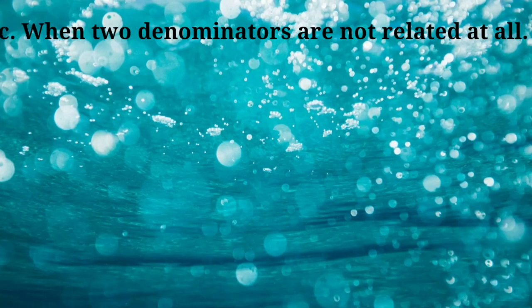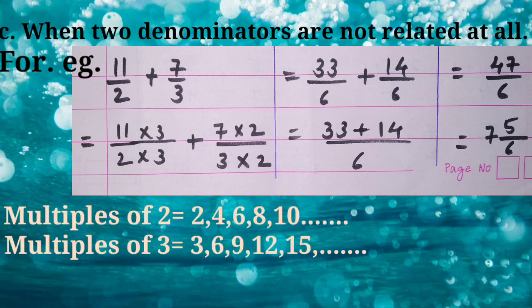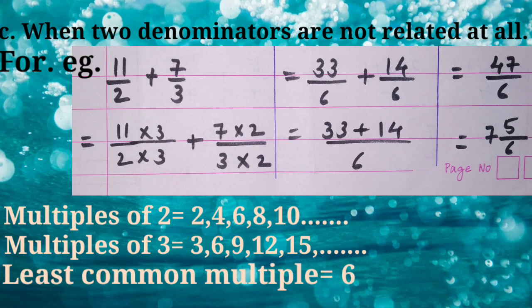Third combination of denominators that we come across is when both the denominators are not related at all. For example, 11 upon 2 plus 7 upon 3. Here, both the denominators 2 and 3 have absolutely no relation between each other. So, to equalize these two denominators too, we will have to use the LCM method or find the least common multiple between the two denominators, which comes up to be the number 6.